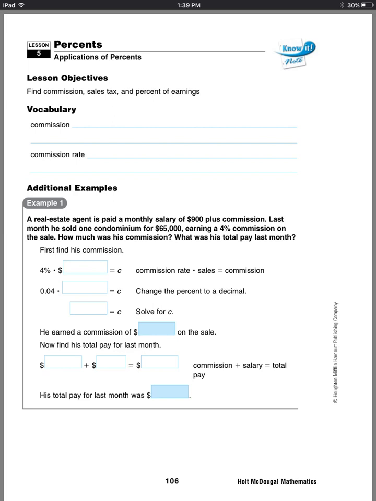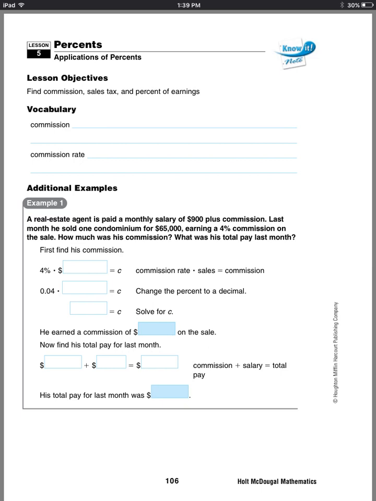Today we are finding commission, sales tax, and percent of earnings, which you just have to follow the rules for each. So if you get to a problem on a quiz or a test and it says find the commission rate, you need to go back to your notes and find where you have commission rate and follow it. Or if it says find the sales tax, do the same thing.